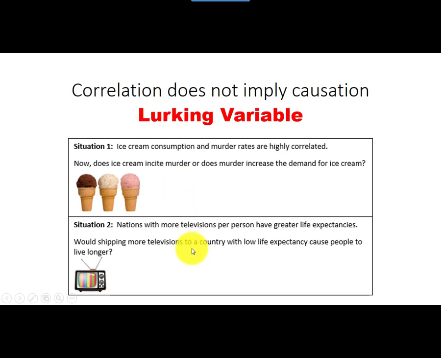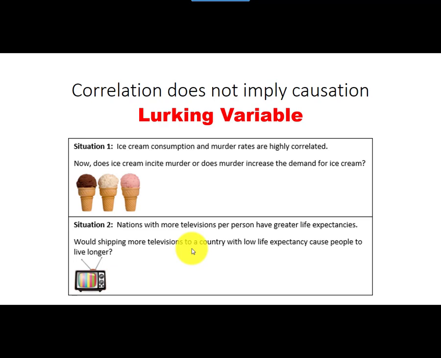Here's a second situation. Nations with more televisions per person have greater life expectancies. So this is a correlation that someone has found that seems to be significant. In other words, the r is relatively strong. Now you would ask yourself, would shipping more televisions to a country with low life expectancy cause people to live longer? And we all kind of feel that no, that wouldn't cause people to live longer.